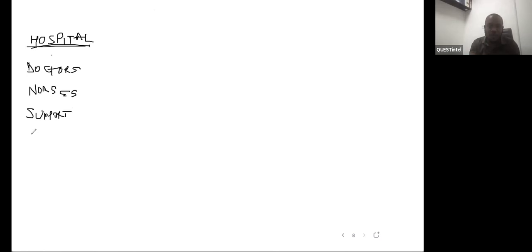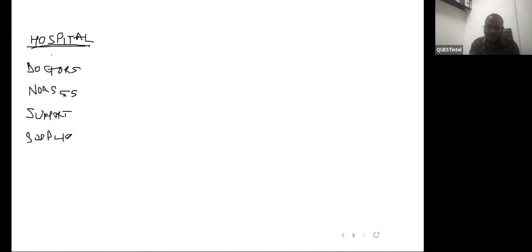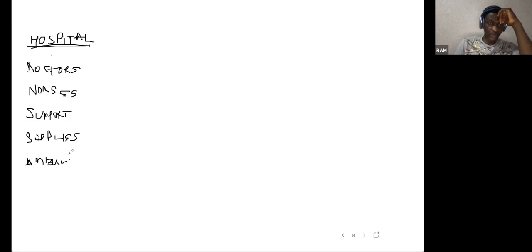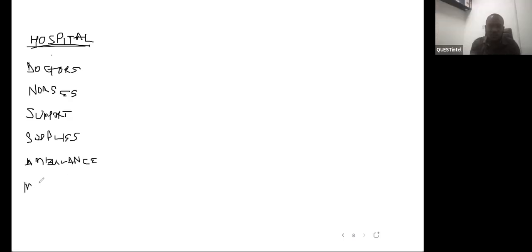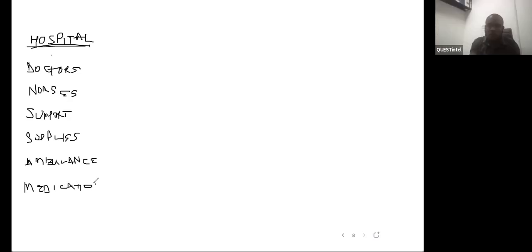We'll have maybe supplies. Maybe we'll have ambulances, so the vehicles. Medication: is medication under supplies? Yes, it should be, or you can separate it since it's a hospital. Medicine, because you could have supplies of bed sheets and bedding. So all of these will be defined decision packages.